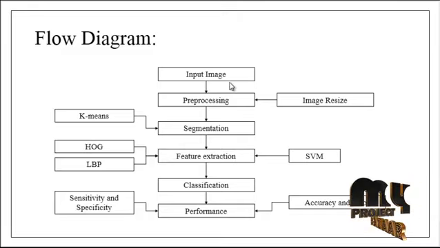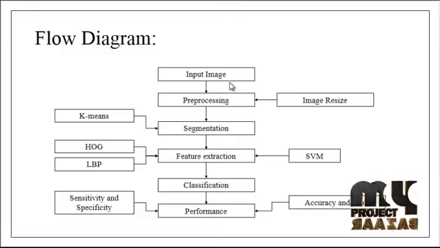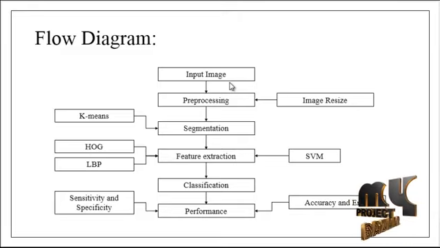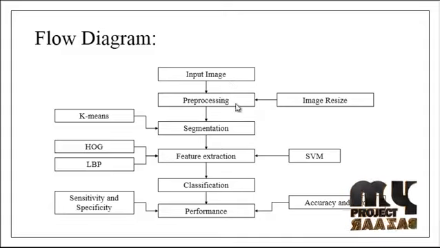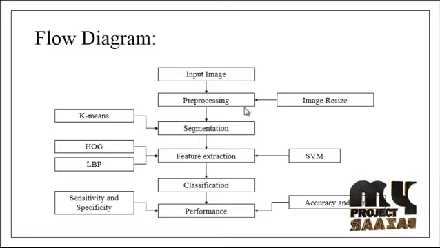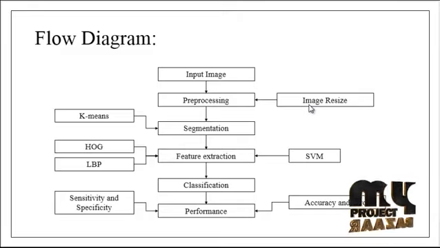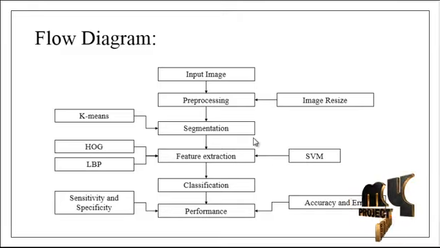At first, the input image is taken from the dataset. The dataset consists of images of both affected and non-affected crops. After getting the image from the dataset, we move on to the second step, the pre-processing. In this step, we use image resize to resize the image to a size of 256x256. Then we move on to the third stage of the project, the segmentation.